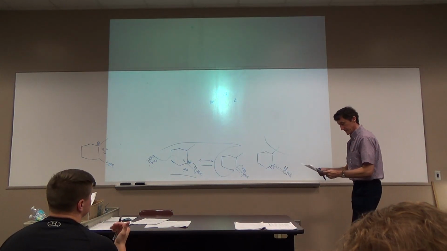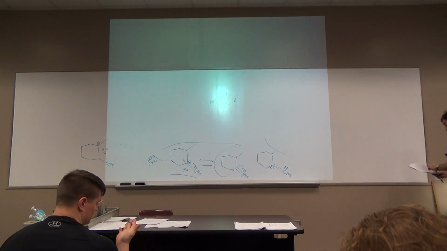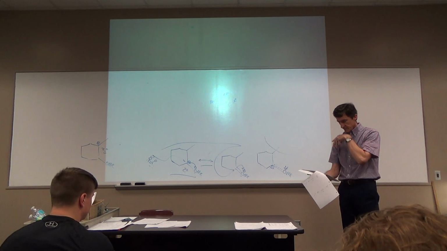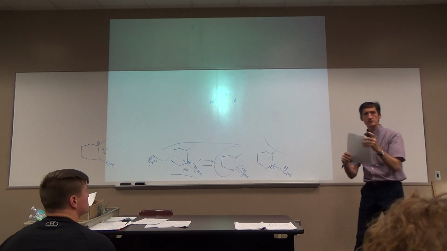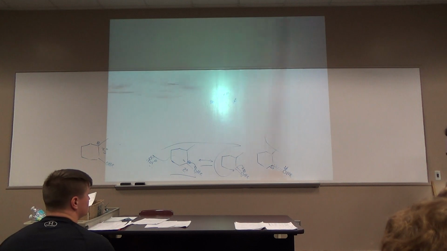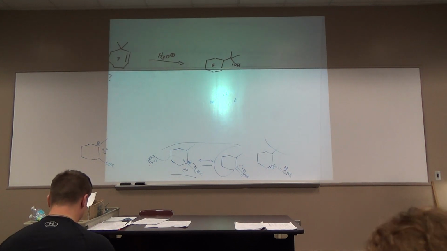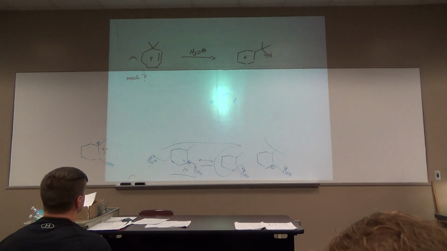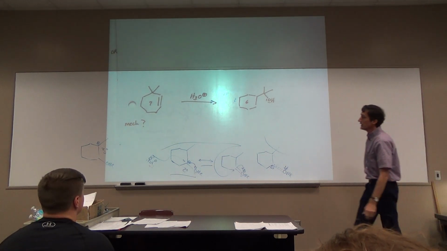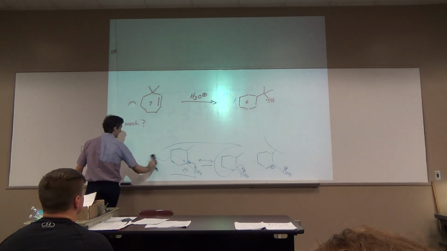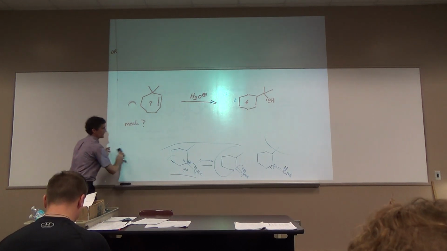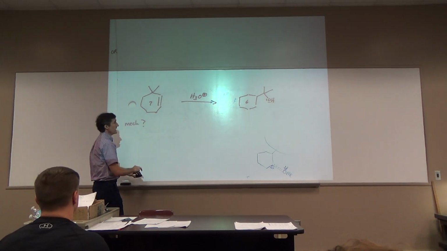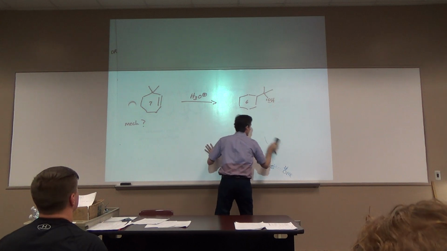What else was here? Tell me if I missed something, but I think we did everything there. Ring expansions, did we do that mechanism? No. The one at the bottom? We didn't go over it. Yeah, I think we did the one at the top. How do we do on this? Well, this is a ring contraction, obviously. 7 went to 6.